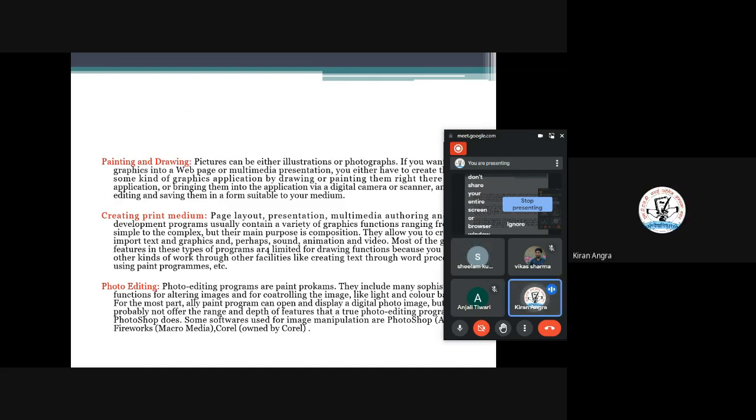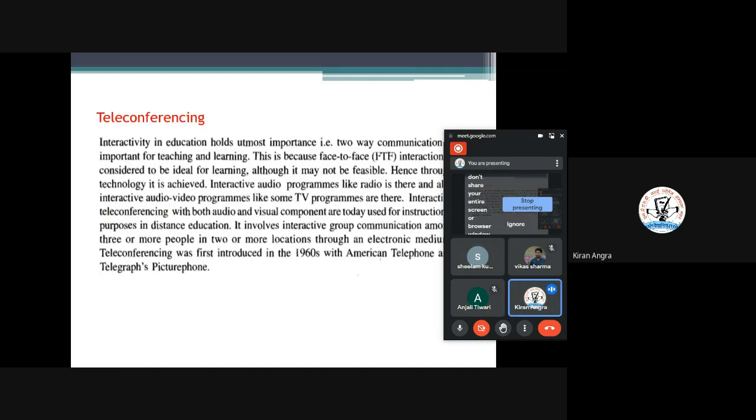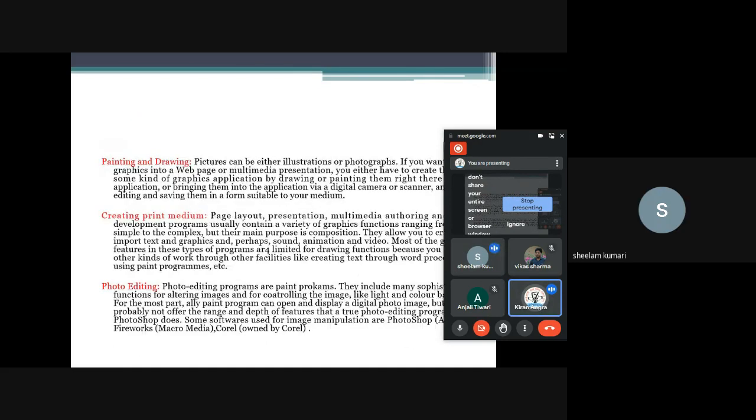Photo editing is another one, using paint programs. They edit the pictures, controlling the image. They give light and dark colors, and in this way photo editing is done.